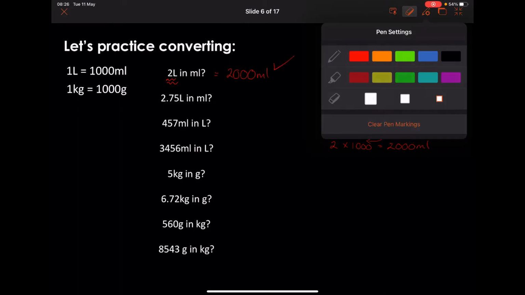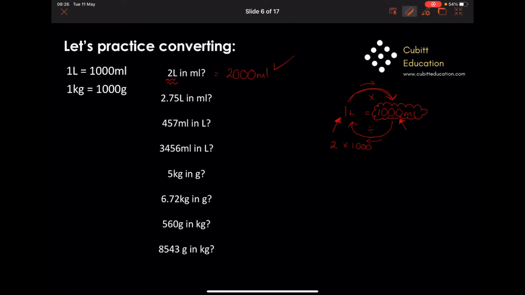Now, if we just scale back a second, I want to just write that a bit further down. Okay, so 2 times 1,000 gave us 2,000 mil. That was for question 1. Now, if we look at question 2, we're going to use the conversion chart again because you've now got 2.75 litres in mil.